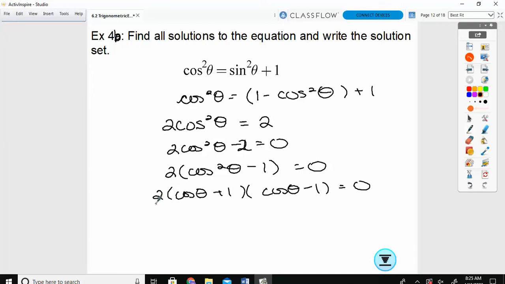Alright, so if we set each thing equal to 0, does 2 ever equal 0? No, so we can ignore that. If cosine theta plus 1 equals 0, that means cosine is equal to negative 1. If cosine theta minus 1 equals 0, that means cosine theta is equal to positive 1. Alright. So, cosine theta equals -1. Think about your unit circle. Cosine is the x. When is x -1?